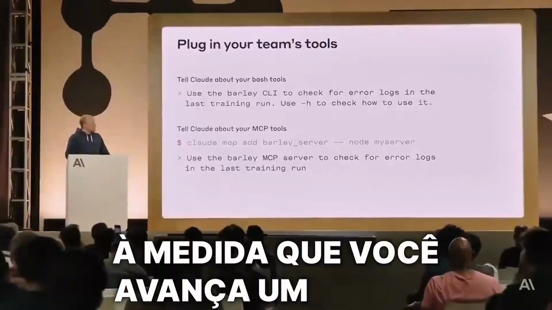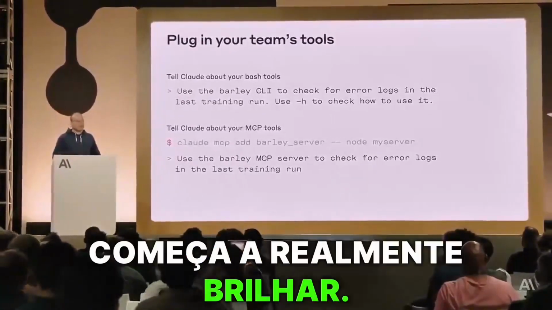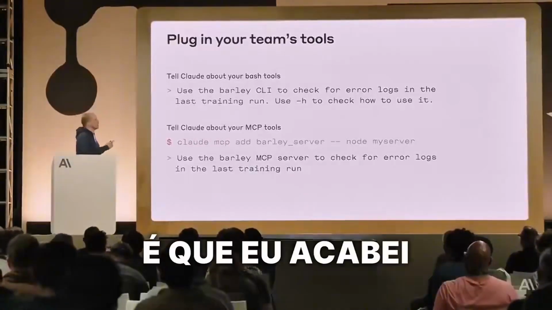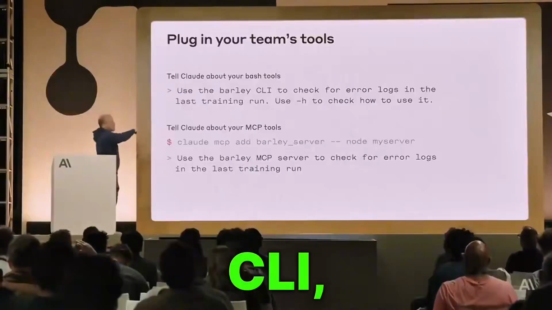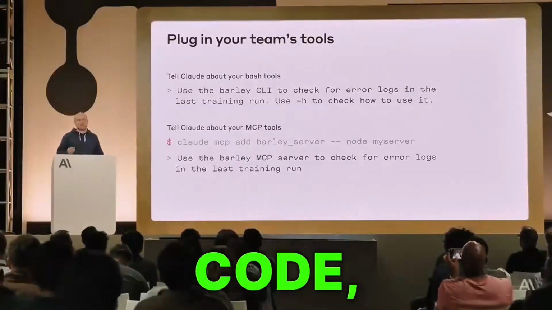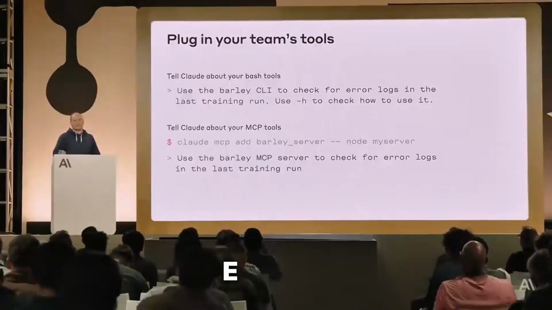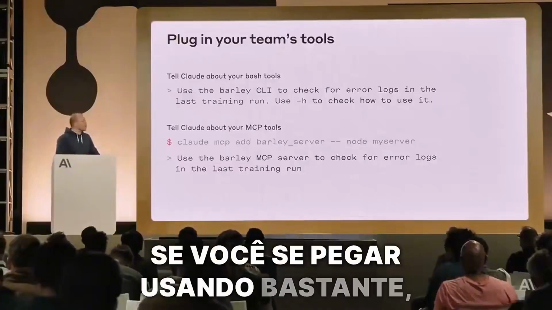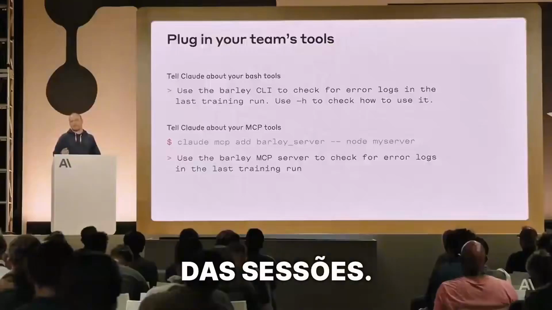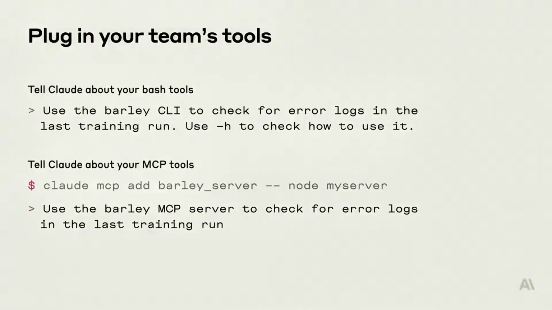As you get a little bit more advanced, you're going to want to start to plug in your team's tools. And this is where Claude Code starts to really shine. There's generally two kinds of tools. One is bash tools. An example of this, I just made up this Barley CLI. This isn't a real thing. But you can say, use this CLI to do something, and you can tell Claude Code about this. You can tell it to use, for example, --help to figure out how to use it. And this is efficient. If you find yourself using it a lot, you can also dump this into your Claude MD, which we'll talk about in a bit, so Claude can remember this across sessions. This is a common pattern we follow at Anthropic, and we see external customers use too.